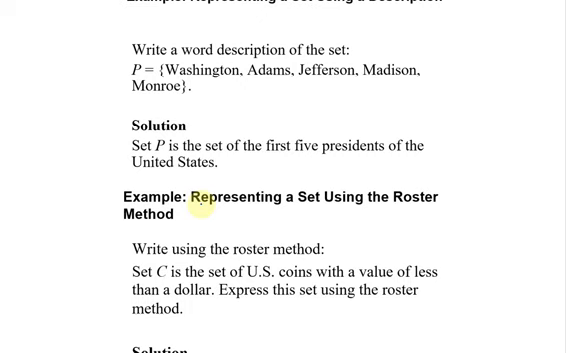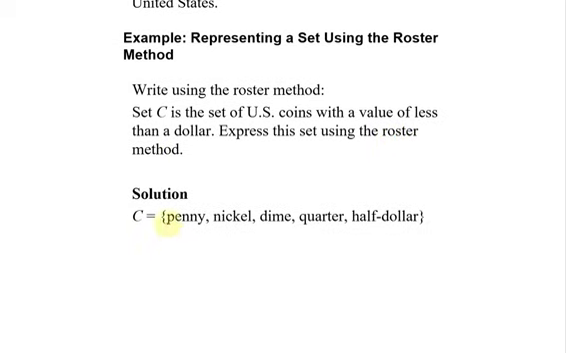Another example. Write using the roster method: set C is the set of US coins with a value of less than $1. Express this set using the roster method. C equals open curly bracket. Any coin less than $1 is a penny, nickel, dime, quarter, and the half dollar. So we separate them by commas. We write the name of each coin with a value of less than $1.